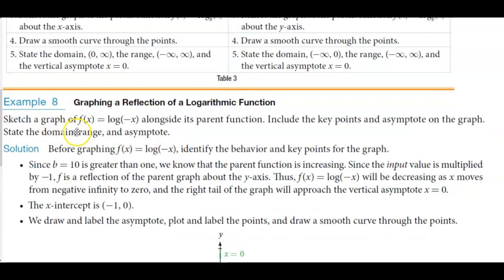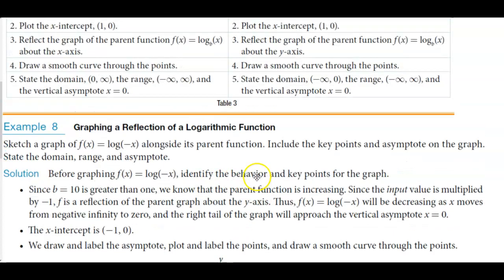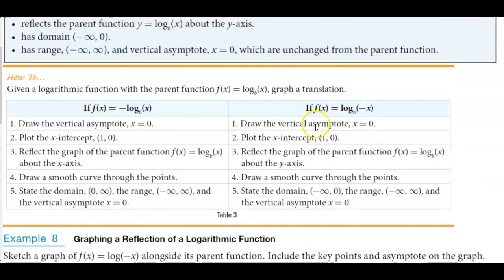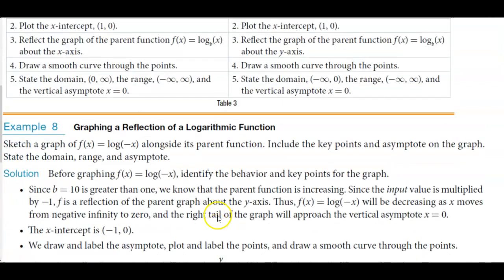So if we want to sketch a graph of f of x equals log of negative x alongside its parent function, we're going to include key points and the asymptote on the graph, and state the domain, range, and the asymptote. Now, since negative is being multiplied by x, this tells us that the parent function is going to be increasing when b is equal to 10, since that's the base. And we also know that we're going to be reflecting it about the y-axis, since x is being multiplied by a negative value.